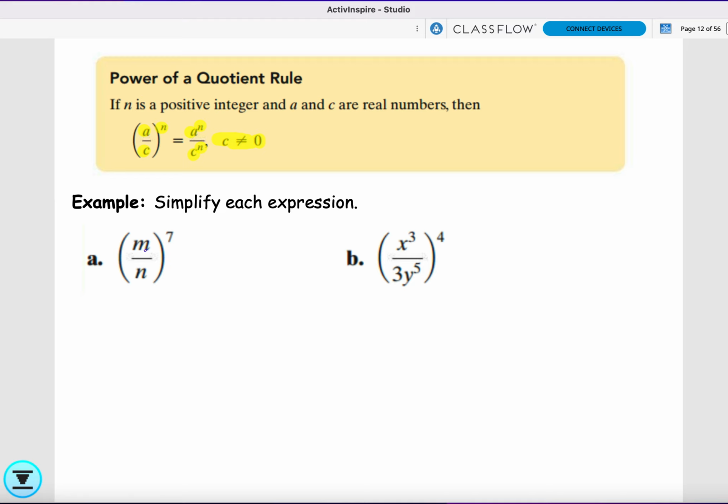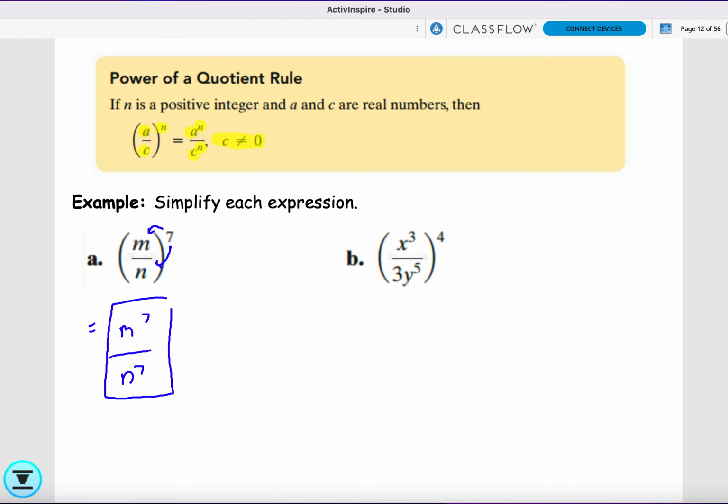So look at this example, m over n to the 7th. So we're going to do 7 to the m, 7 to the n. So that's equal to m to the 7th power over n to the 7th power. And we're done.